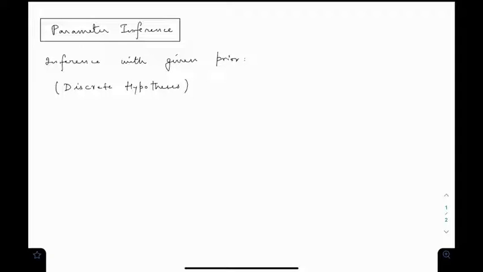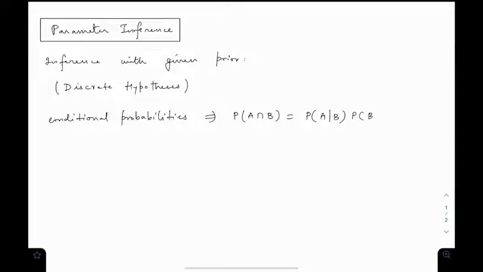Now we know that conditional probabilities allow us to write relations like these. Probability of A intersection B is nothing but the probability of A given B times probability of B, or probability of B given A times the probability of A.